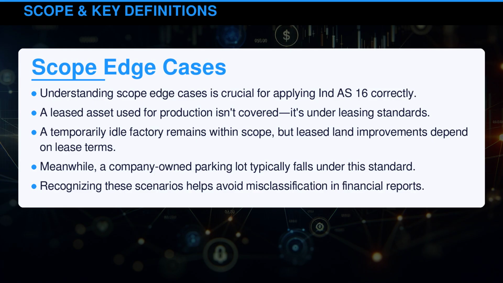Understanding scope edge cases is crucial for applying Indian Accounting Standard 16 correctly. A leased asset used for production isn't covered, it's under leasing standards. A temporarily idle factory remains within scope, but leased land improvements depend on lease terms. Meanwhile, a company-owned parking lot typically falls under this standard. Recognizing these scenarios helps avoid misclassification in financial reports.